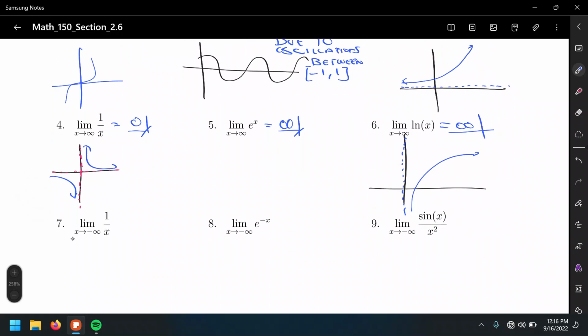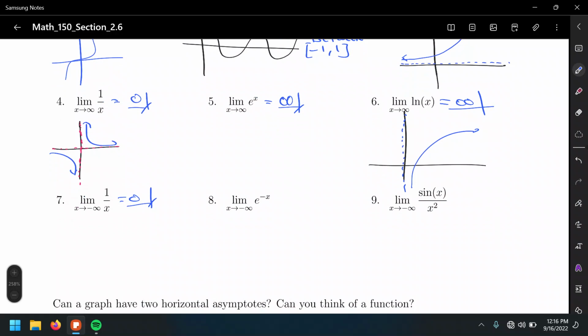Number 7, 1 over x, x going to negative infinity. Let's use this same graph right here. Where is this going to go to? 0 again, right? 0. And what about e to the negative x? e to the negative x as x goes to negative infinity.